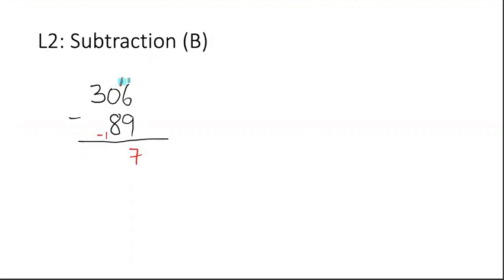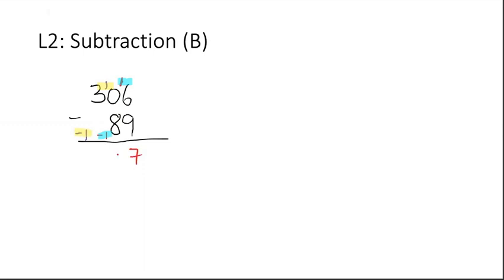So I'll highlight it. Once again, 0 is less than 8, so we borrow a 1 again. If we borrowed a 1, we need to say minus 1 here. So yellow and yellow. So 10 minus 8 is 2. 2 minus 1 is 1.